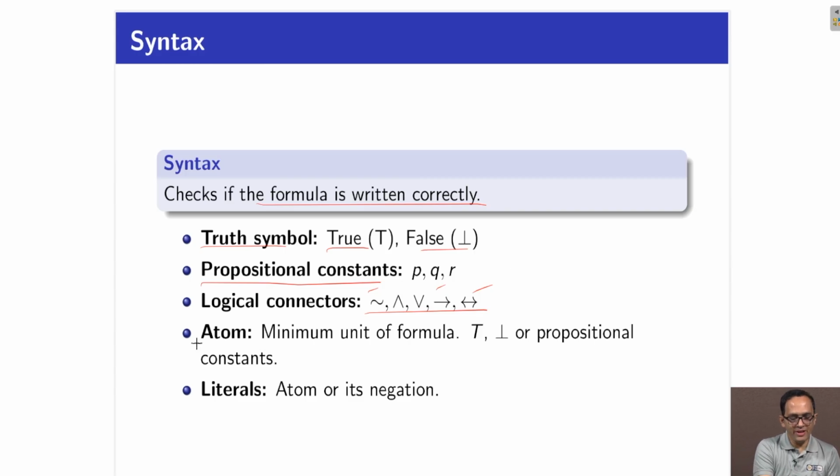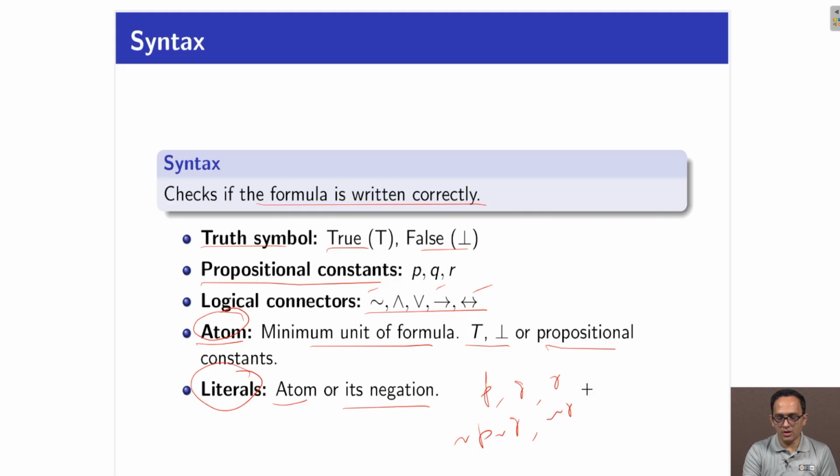Now we define an atom, which is the minimum unit of the formula. You should remember this terminology closely because I am going to use it in subsequent classes as well. An atom is the minimum unit of the formula, which may be true, false, or a propositional constant, and a literal is an atom or its negation. That means p, q, r, and similarly not p, not q, not r, are literals. P, q, r, and true, false are atoms, and literals are atoms plus their negations.